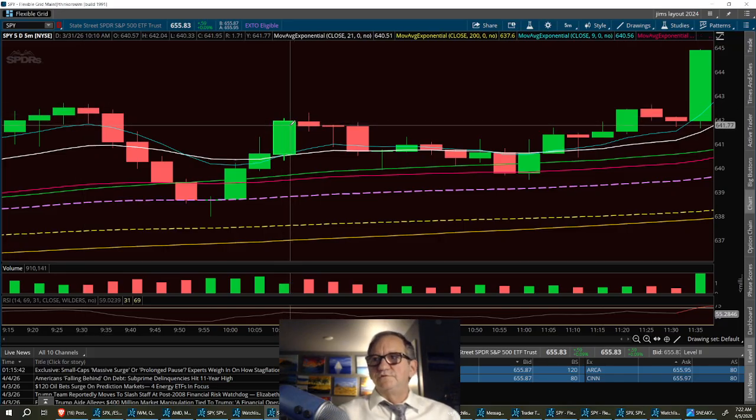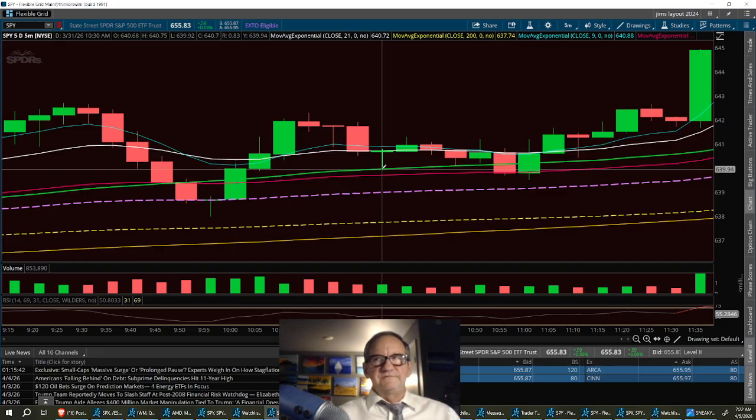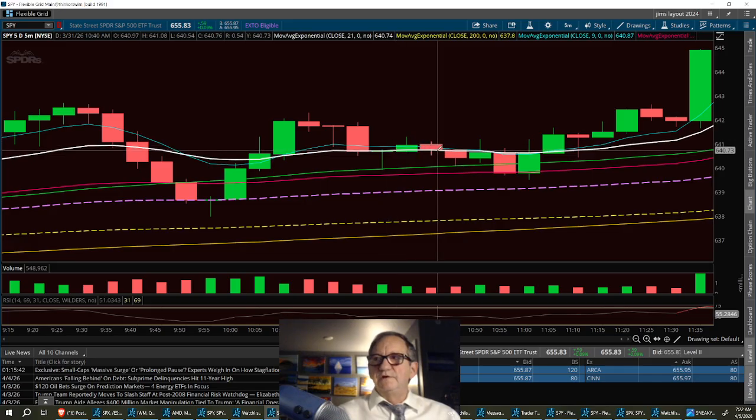3 white soldiers. Another one. Little fake out right there. But maybe I would have took that off the 50 and scalped it to the 21, but I don't know. I would probably have stayed in the trade. Then we went sideways, and I said, this ain't working. I'm getting out of it.